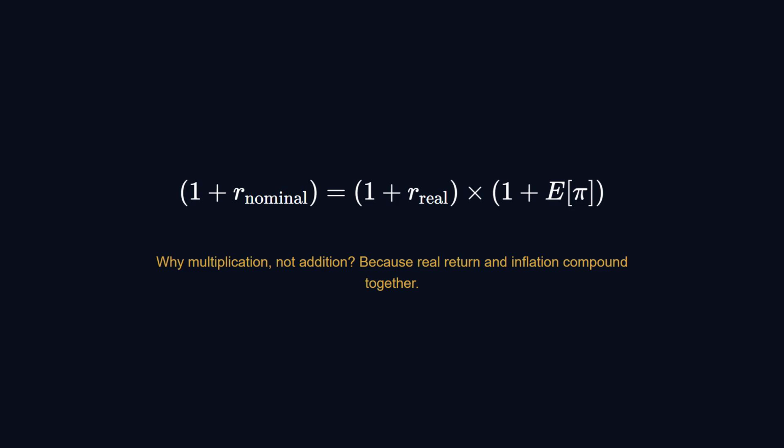If you earn 2% real and inflation is 3%, you do not earn 5% nominal. You earn 1.02 times 1.03, which is 1.0506. The nominal rate is 5.06%, not 5%. The extra 0.06% is the cross product. It is small, but it exists. And the CFA exam tests whether you know the difference between the exact Fisher equation and the linear approximation.